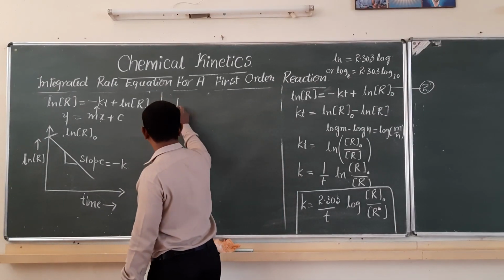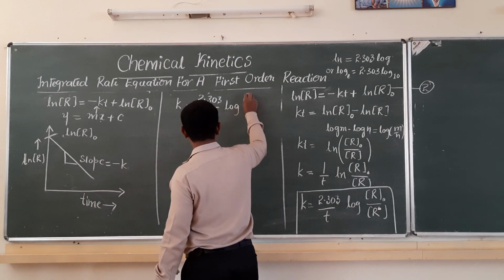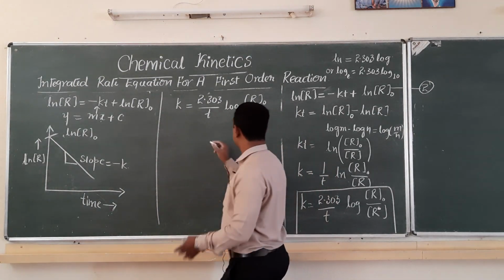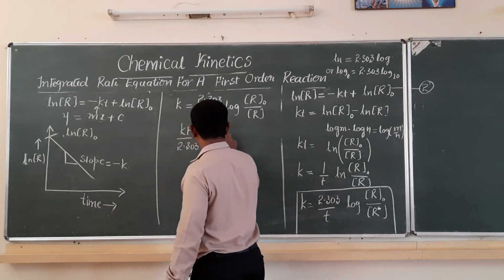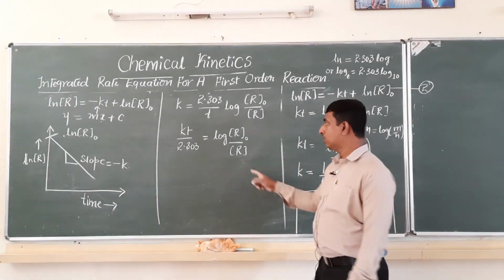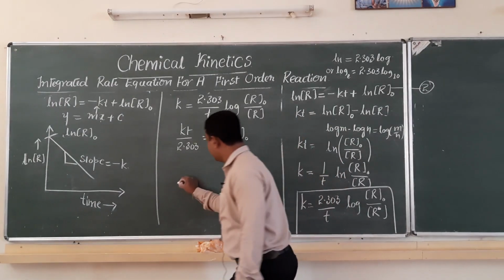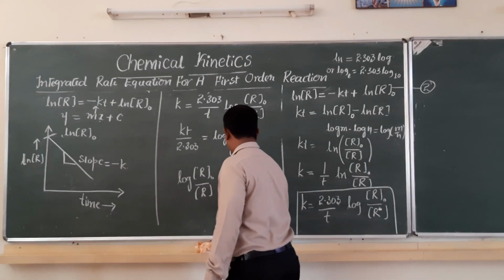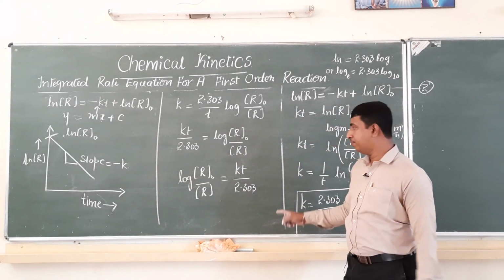One more graph we can write. See the last expression. We have k equal to 2.303 by t log R0 by R. I can rearrange this expression. Kt divided by 2.303 is equal to log R0 by R. Or I can write log R0 by R is equal to kt divided by 2.303.